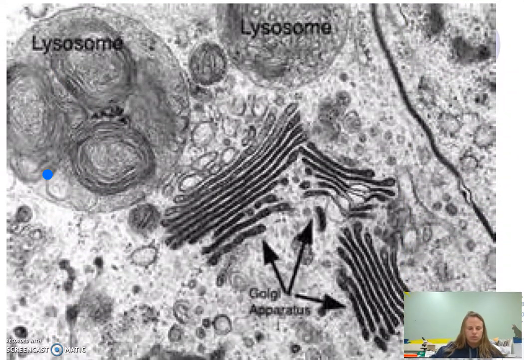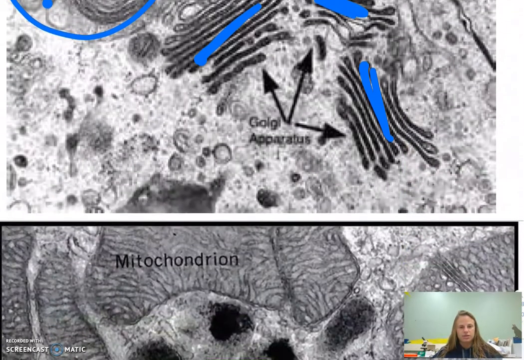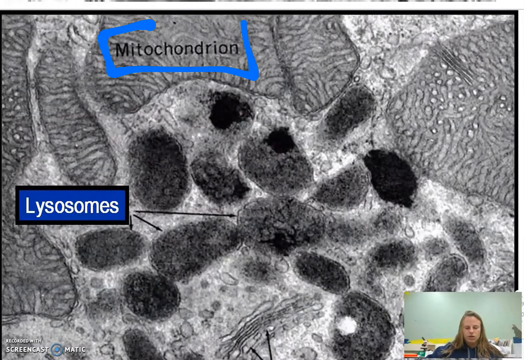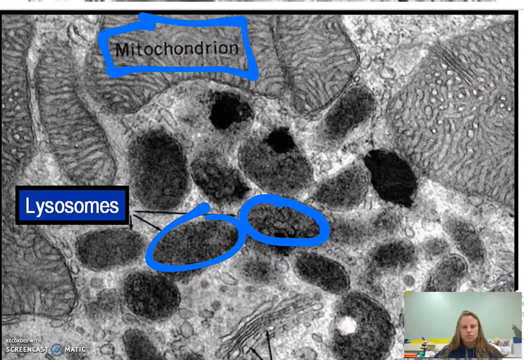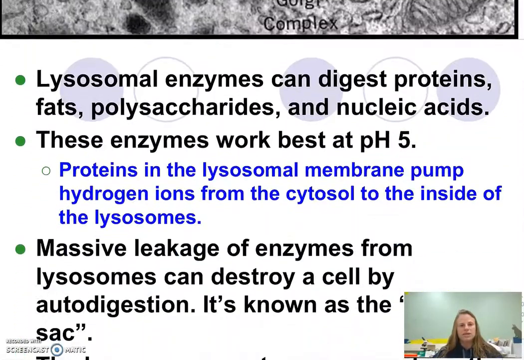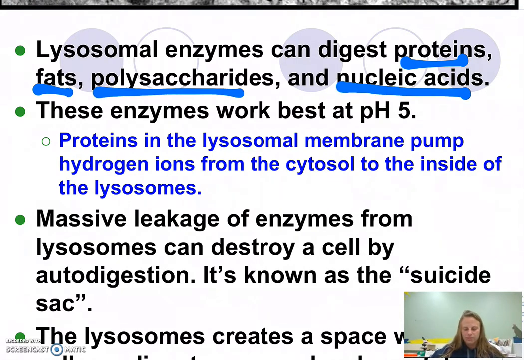Do you see I've got two lysosomes, one here and one here? This is my Golgi apparatus that we just discussed. Here I have mitochondria, which we talked about yesterday, and here is another image of my lysosome. The last image was maybe magnified greater than this image. But basically, the lysosomes can digest proteins, fats, polysaccharides, and nucleic acids. It works best at a pH of 5.